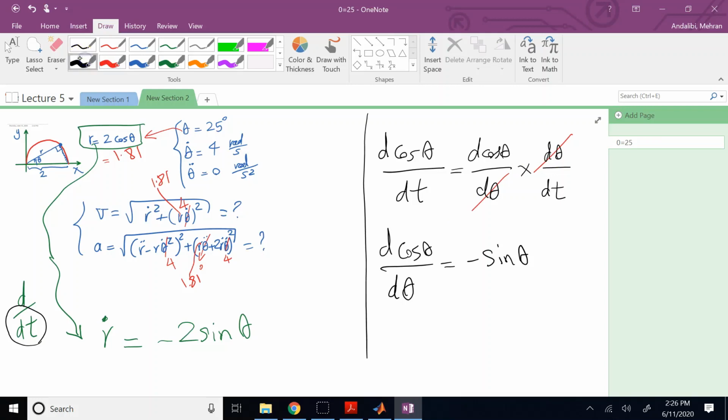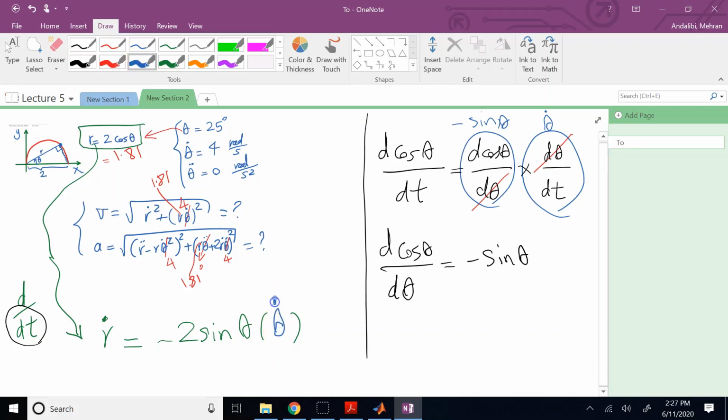Now, what is this one? Yes, I know from the past that this is negative sine theta. Good. What is this one? Derivative of theta with respect to time, what do we call it? Yes, we call it theta dot. So this one is going to be what? Negative 2 sine theta times theta dot. That is very important. So if you say, where does that theta dot come from? It comes from the chain rule.